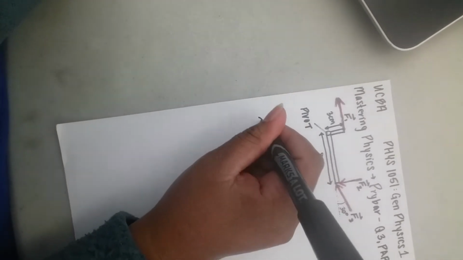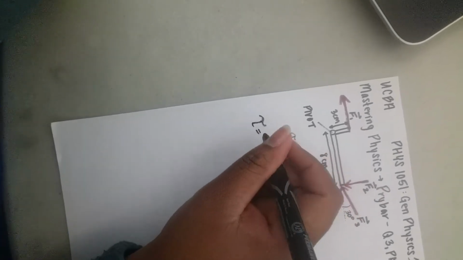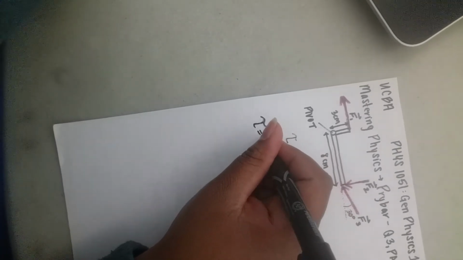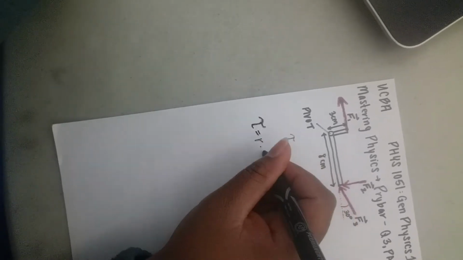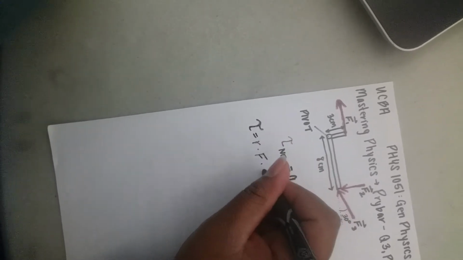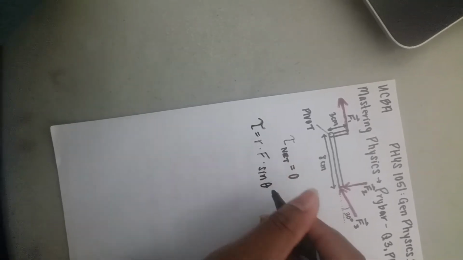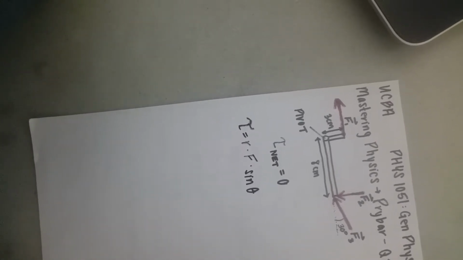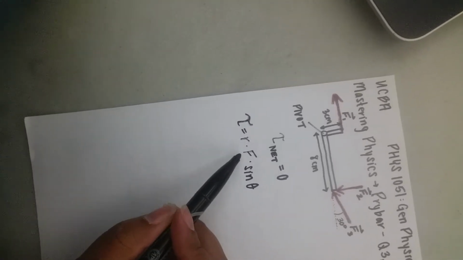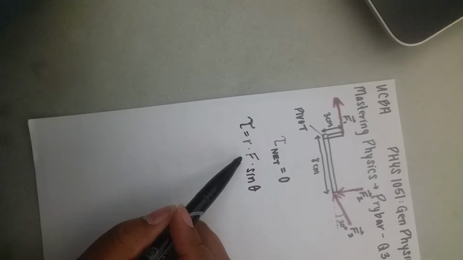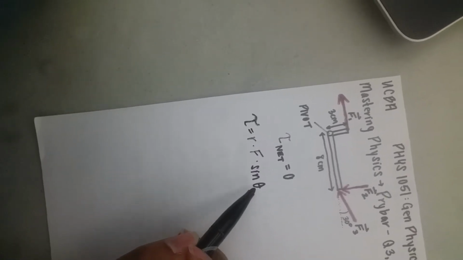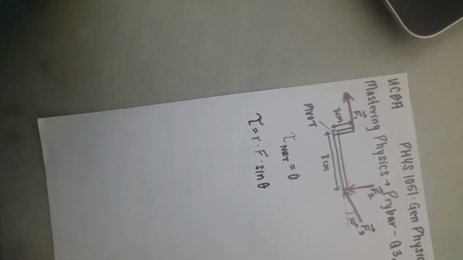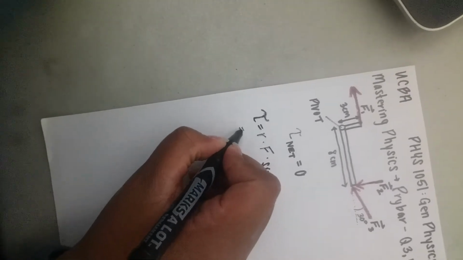Oh, my marker's going out. Torque is equal to R times F times sine theta, where R is the distance from the point where the force acts to the pivot, F is the magnitude of the force, and theta is the angle between R and F. And you just go ahead and plug in.